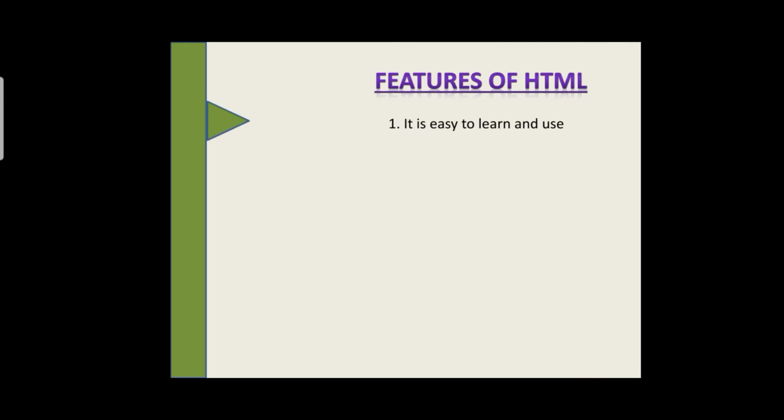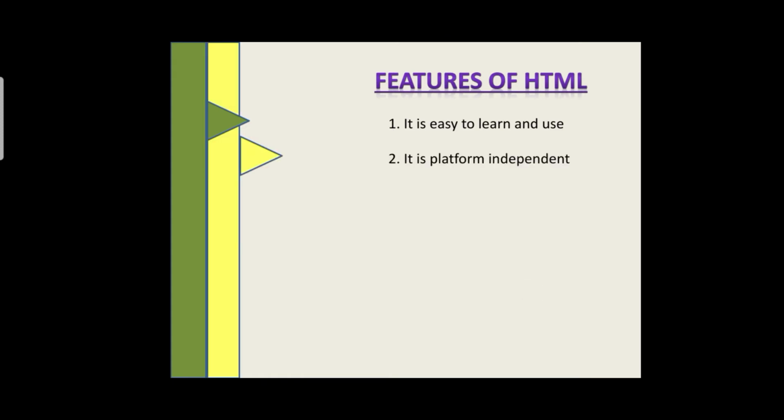Okay, next we will see some of the features of HTML. So first one, it is easy to learn and use. As HTML language consists of very small tags and words, so it is very easy to learn, understand and use it. Secondly, it is platform independent.